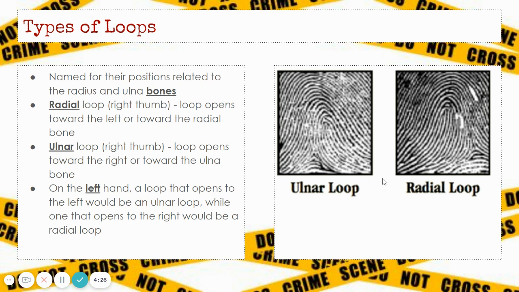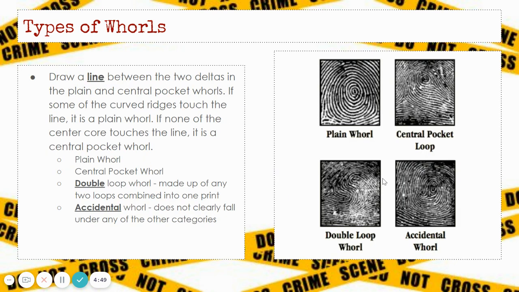So on the left hand, it would be opposite. Right, ulnars are going to enter and exit to the left and to the right for a radial loop. We're not going to distinguish between radial and ulnar loops. I just want you to be aware that they can open to either side. And if we know which hand it came from, they do have different names, but we're not going to worry about being able to identify them.